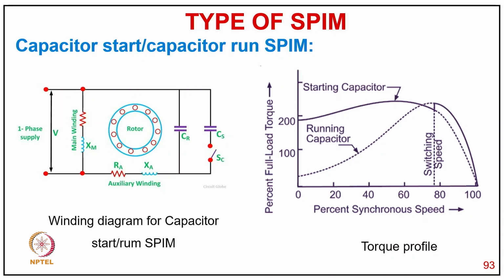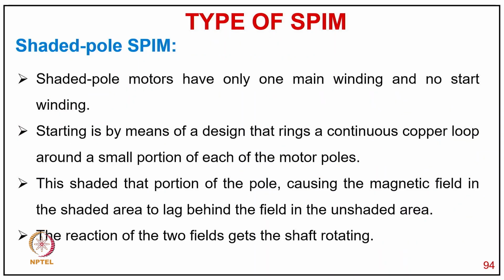First, it remains on the starting capacitor, producing high starting torque of around 200%, and once it comes to 75% speed, because of the action of the centrifugal switch, it switches over to another characteristic, which is with the running capacitor and with the two windings. But normally these motors are usually used for high ratings of the order of 3 horsepower, like a 2.2 kilowatt motor or higher than that. Then another category of motor is the shaded pole single phase induction motor.